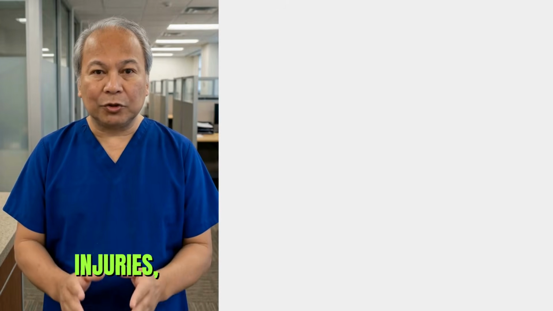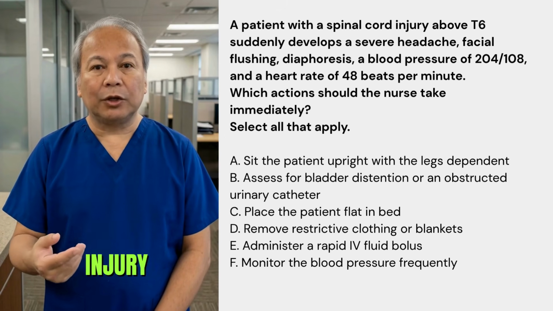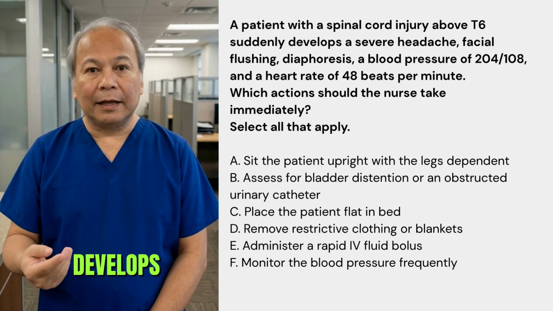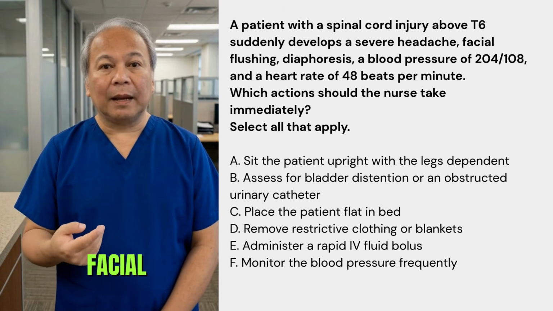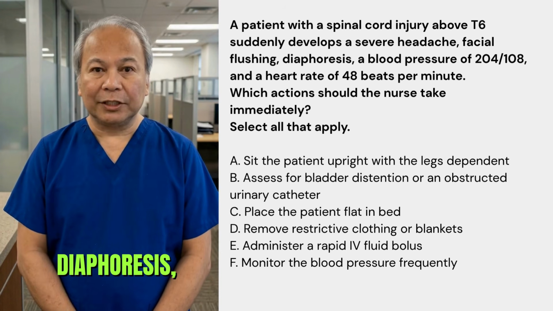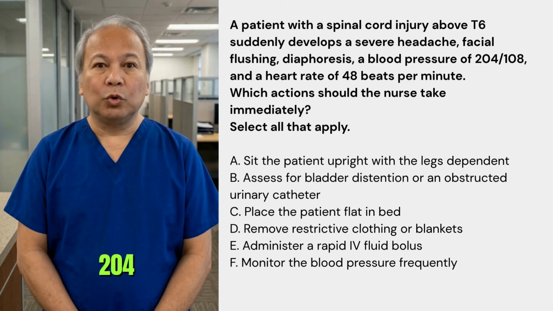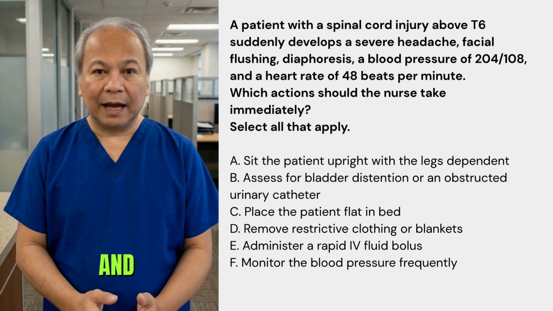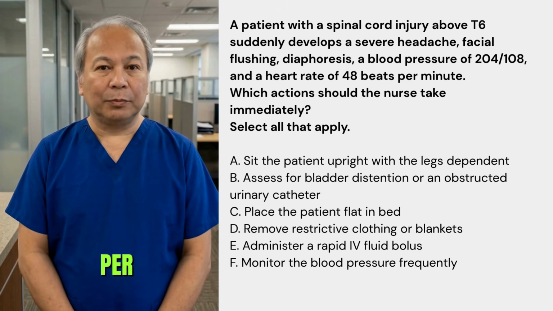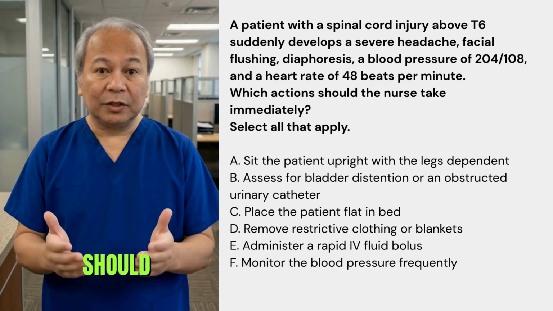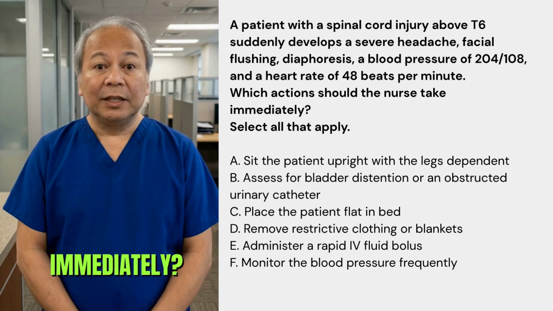Question 3. Now let's stay with spinal cord injuries but change the situation. A patient with a spinal cord injury above T6 suddenly develops a severe headache, facial flushing, diaphoresis, a blood pressure of 204/108, and a heart rate of 48 beats per minute. Which actions should the nurse take immediately?